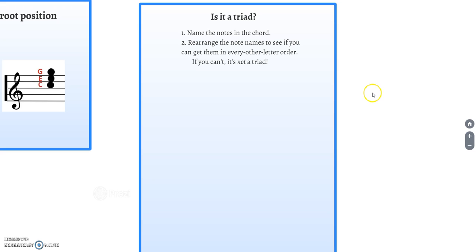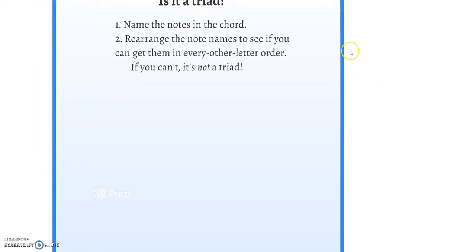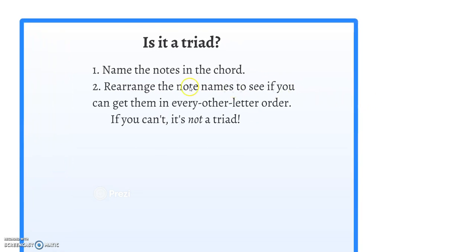Now we're going to talk about how to figure out if a chord is a triad, because not all 3-note chords are triads. Some of them are clusters or something else. So the first step is, let's see if I can zoom it in here. I can. We're first going to name the notes in the chord. The second step is, once we have named the notes, we're going to rearrange the note names to see if we can get them in every other letter order. If you can't get them to be every other letter of the musical alphabet, then it is not a triad by definition. So let's look at some examples.